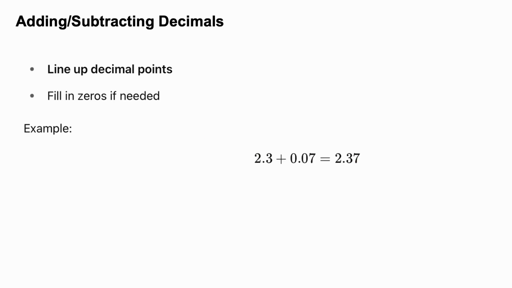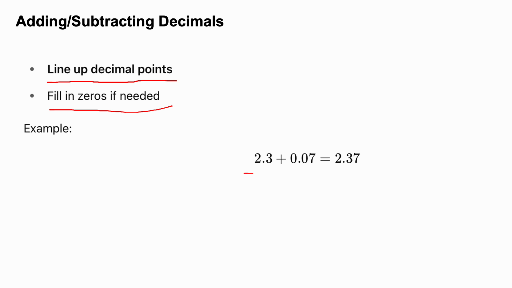Now coming to adding or subtracting decimals, it is important to line up the decimal points. When you are adding or subtracting, line up the decimal points vertically. If the numbers have a different number of decimal places, just fill in zeros if required, so they are of the same length. This helps us avoid mistakes. Let us look into the example.